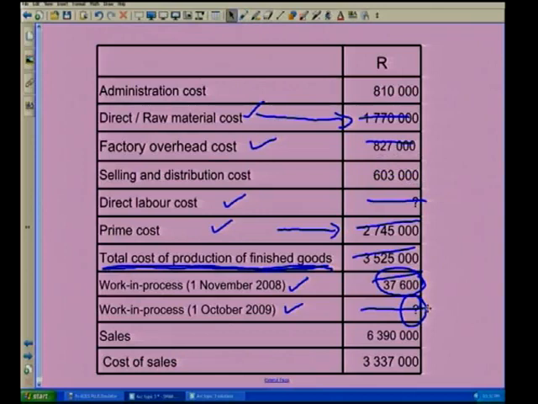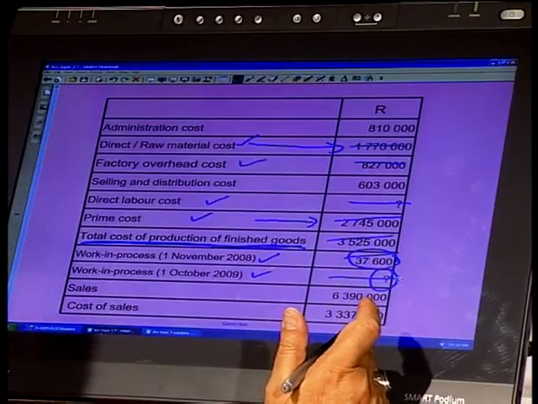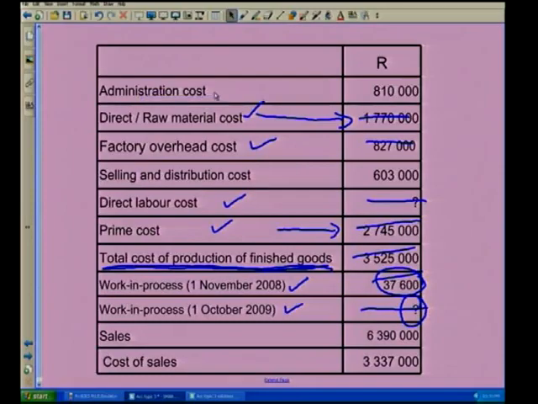Clearly you can see it. Sorry, there's an error here. I haven't used this one here, so I'm going to delete it. Selling and distribution has not been used, so an error on my part. Let's just remove what I've deleted. In other words, going back into the question, this has been dealt with. All the information that I've deleted here, I've worked with it.